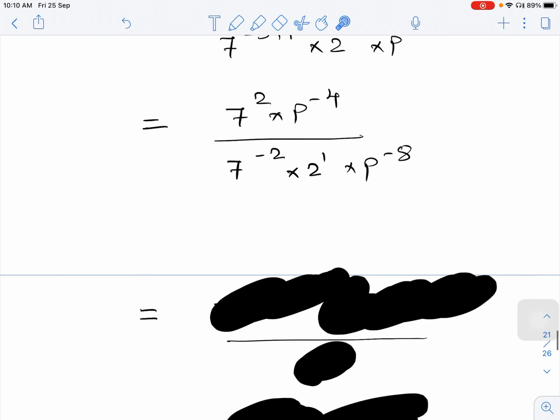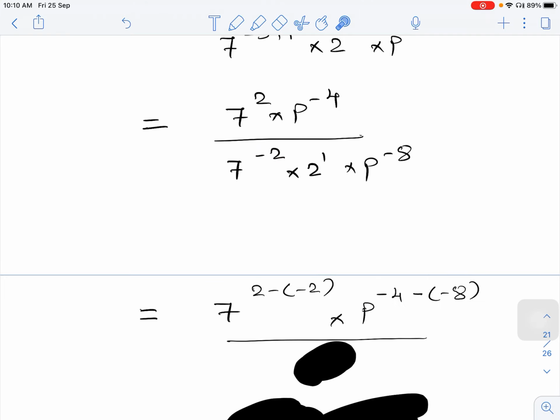Now in the next step, in the numerator 7 is there, in the denominator also 7 is there. So two numbers with the same base and different powers are dividing each other. During such time, we subtract the powers. So in the next step, this will become 7 raised to 2, the power of this one, then the rule of subtraction, minus the power of the denominator, that is minus 2, into, again here p raised to minus 4 is present in the numerator and p raised to minus 8 is present in the denominator.